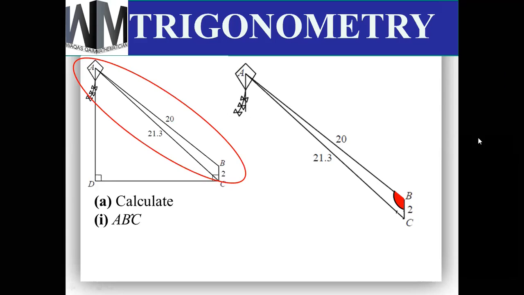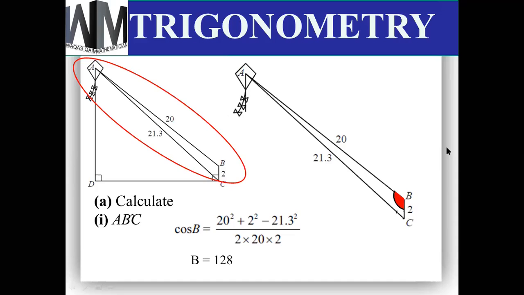Now for finding angle ABC, we are going to apply the cosine law, and that cosine law will be this. And the value of this will be 128.4. So that 128.4 will be rounded off to three significant figures and becomes 128.